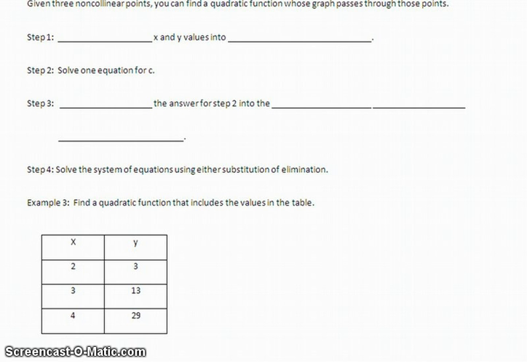We're going to first substitute x and y values, my ordered pairs, into that standard form, ax squared plus bx plus c equals y. Simplify that down. Now this is going to produce three different equations.